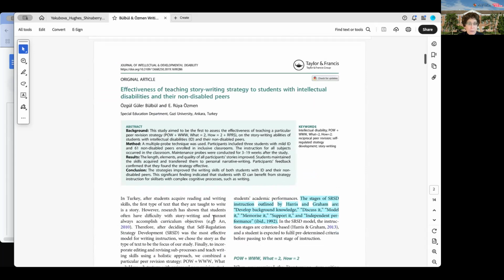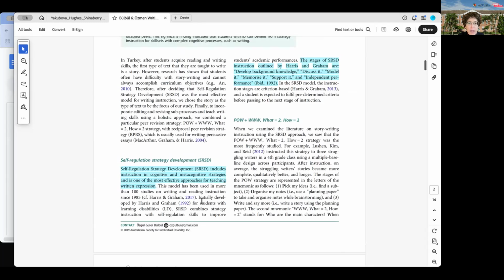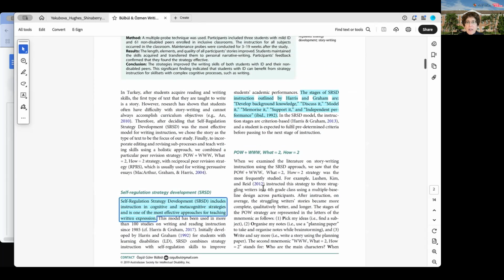Okay, so they discuss what the SRSD is. It's instruction in cognitive and metacognitive strategies, and it's one of the most effective approaches for teaching written expression. Then they review research on that, and they explain the stages. There are 6 stages: develop background knowledge, discuss it, model it, memorize it, support it, and independent performance.